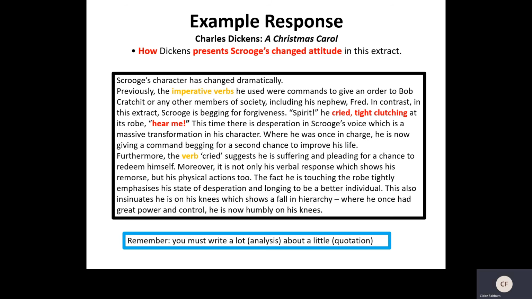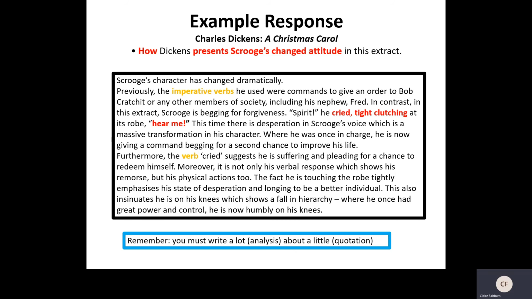So, assessment objective 1, we have referred to the text and used quotations. We've also referred to how in the past he treated Bob Cratchit and his nephew. Assessment objective 2, we've looked at methods: imperative verbs, the verb cried. And assessment objective 3, we've referred at the bottom to his fall in hierarchy in the structure of his class, I suppose, where he was a very powerful upper class or middle class person. He is now on his knees, so showing in the context of where he was within his society, he is now lower. Okay, so we've covered all three assessment objectives.